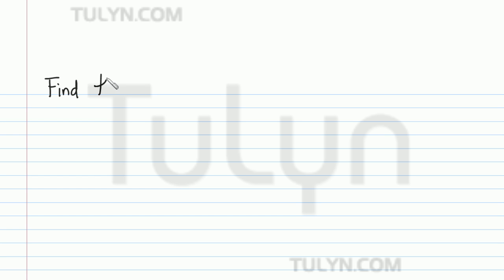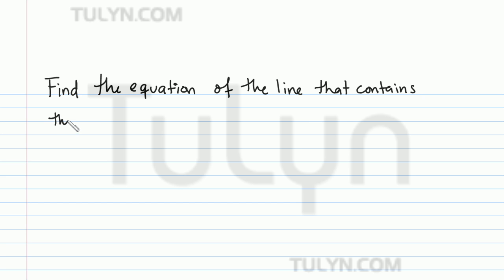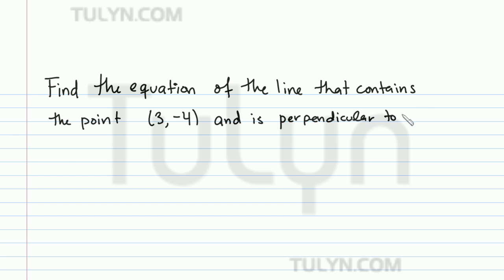Find the equation of the line that contains the point (3, -4) and is perpendicular to the line 2x minus y is equal to -3.